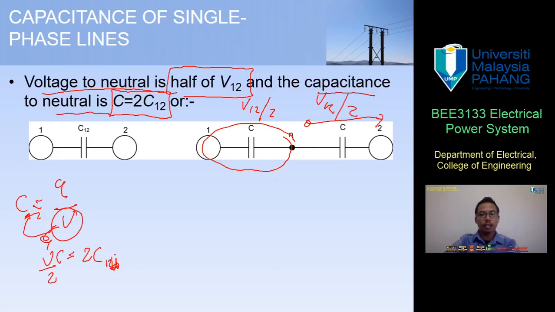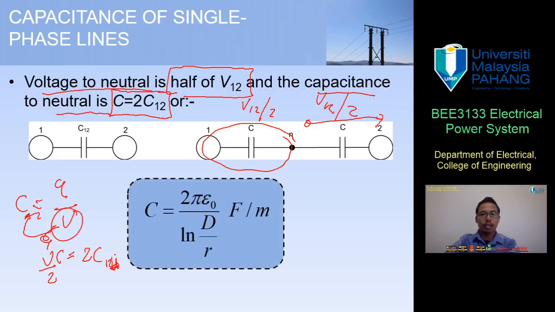So we get another equation with only a factor of two difference compared to the previous slide. The final equation for the capacitance of the single phase line that includes two phase conductors is C equal to 2πε over ln D over R, where D is the distance between phases and R is the radius of the phase conductor.